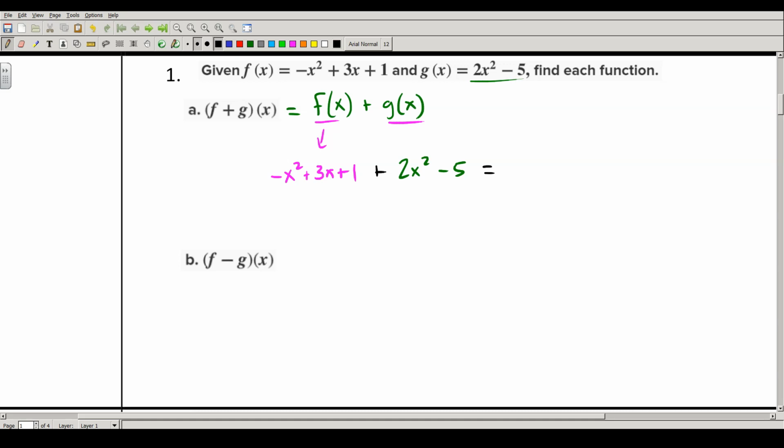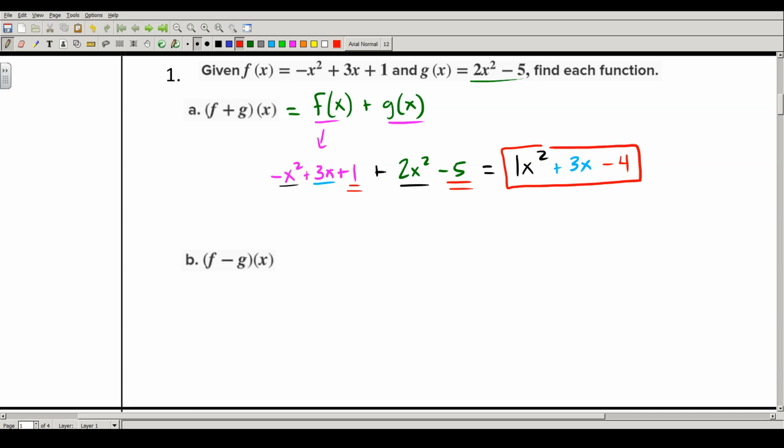So we look and we see how many x squareds do we have. We have 1x squared left. And then we look at our x's, and we only have 3x there, so plus 3x. And then we look to see how many constants we have left over. So 1 minus 5 is minus 4. And this is our answer.